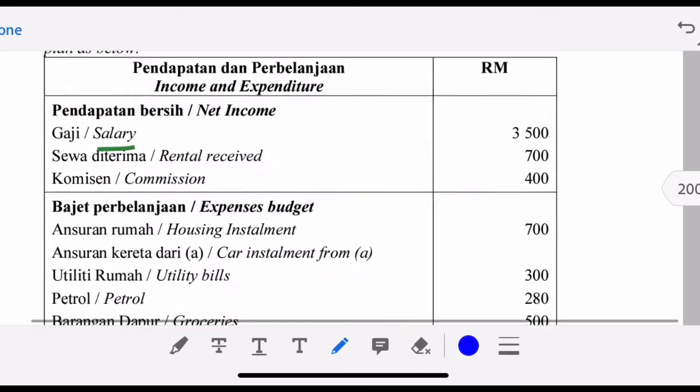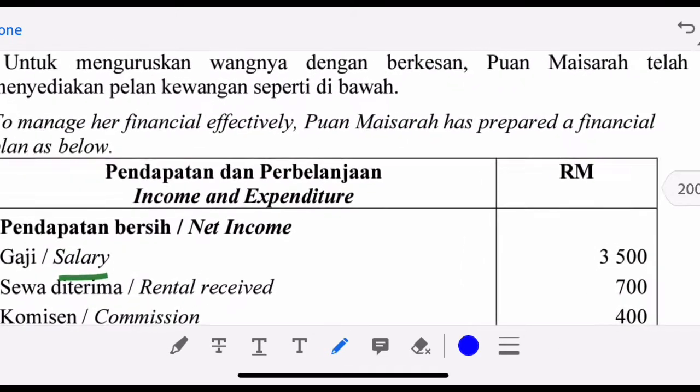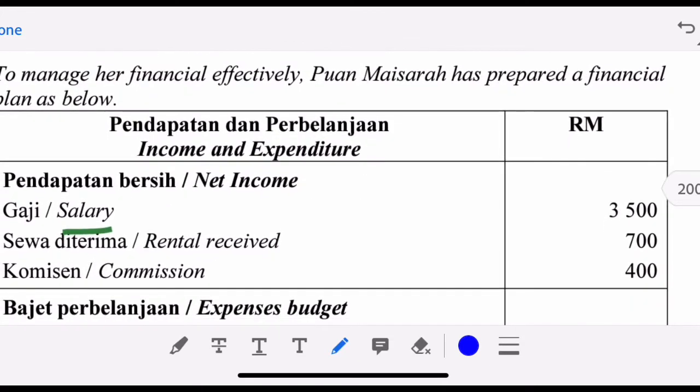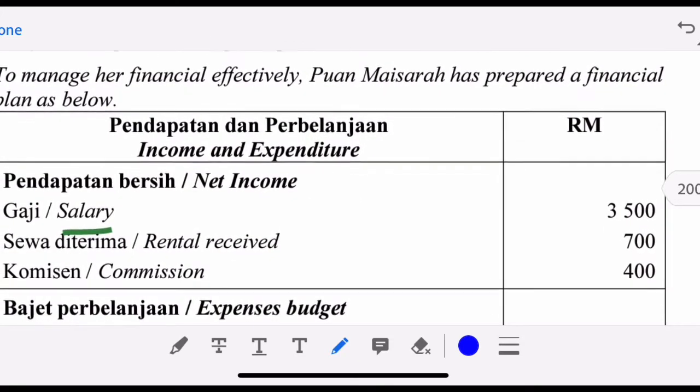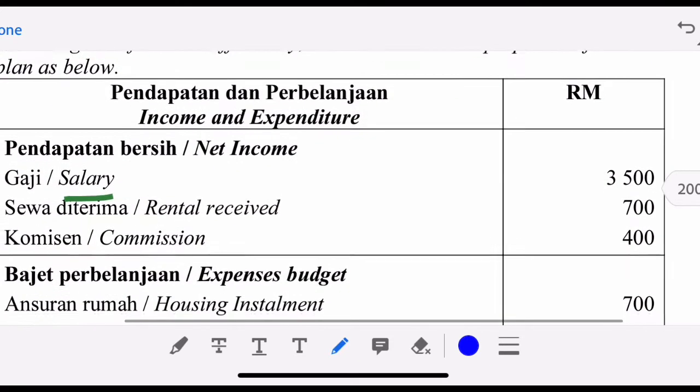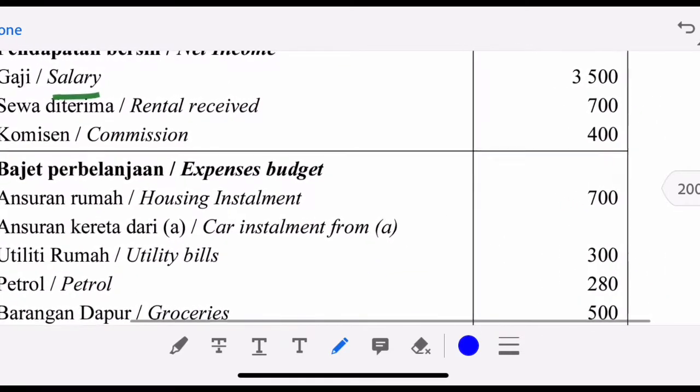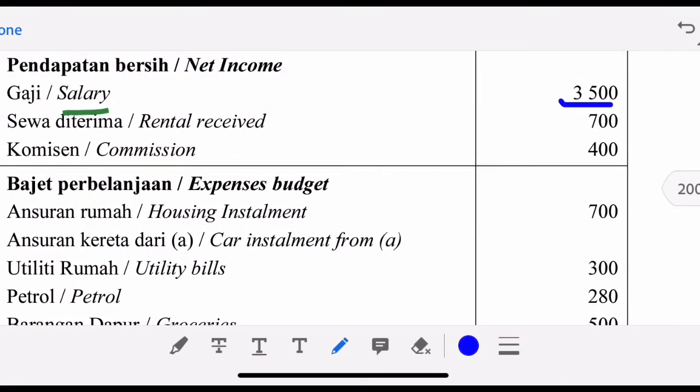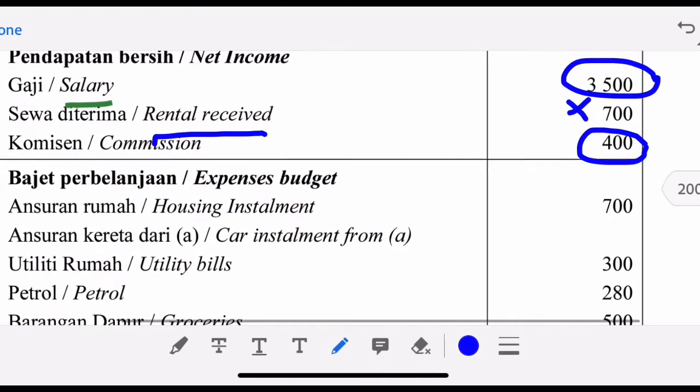Okay, let's continue. Now the next one is to manage her financial effectively. Puan Maisara has prepared a financial plan as below. So salary is a fixed income, right? Rental also fixed income, so these two are fixed. Commission is not fixed. This one, rental is not the fixed income.